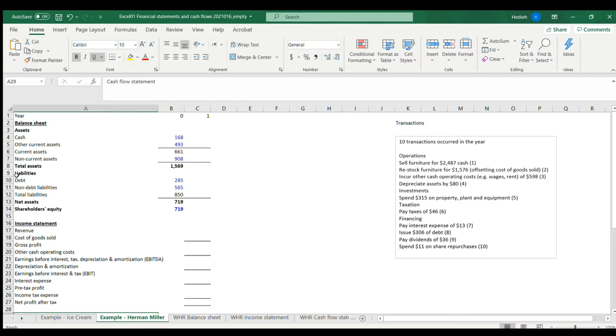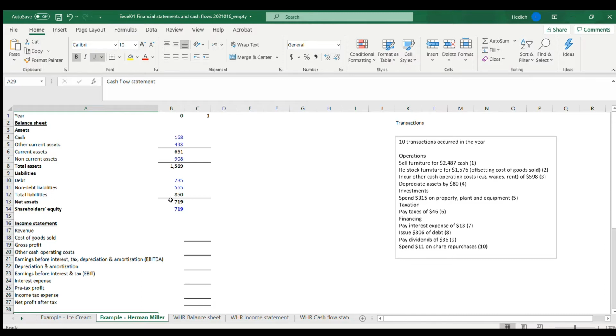And then we have the section of liabilities. Liabilities can be divided into two sections, debt and non-debt liabilities. As I mentioned before, non-debt liabilities are liabilities that are not interest-bearing. And total liabilities is the sum of debt plus non-debt liabilities. Then we have net assets. Net assets is the amount of total assets minus total liabilities.